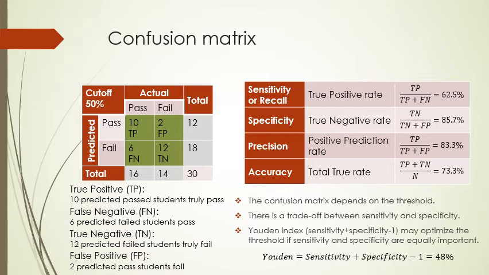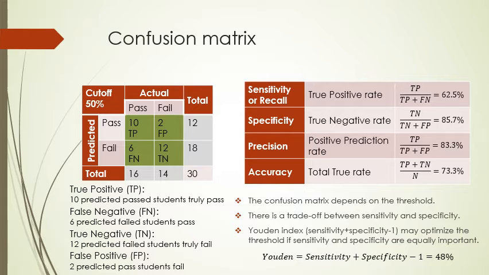Fourth, accuracy is the total true rate, which is the total true divided by the total number of observations. In the example, the total true is 22 and n is 30. Thus, the accuracy is 73.3%.